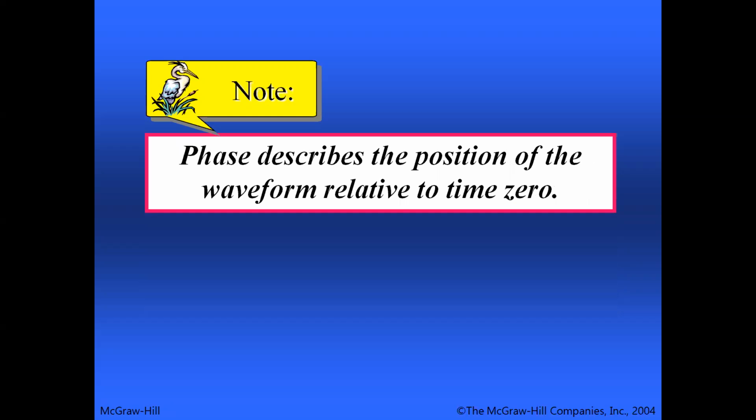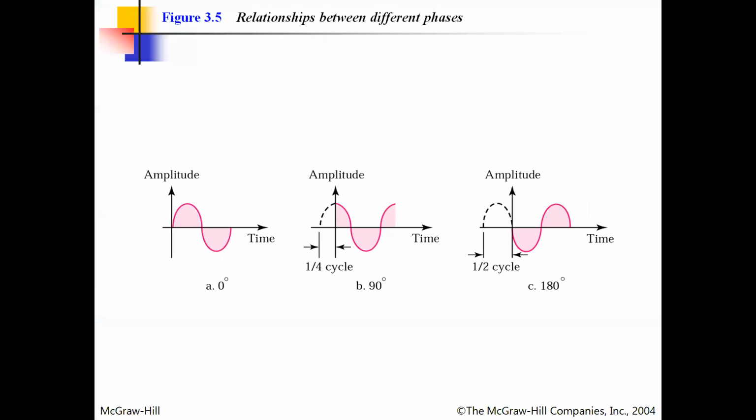Now what is phase? Phase describes the position of the waveform relative to time zero. If we come to the example, we can see this is a 0 degree phase. The signal starts from here and ends here, so the phase value is 0. Next, if we look at this signal, this is a 90 degree phase. How are we getting that?